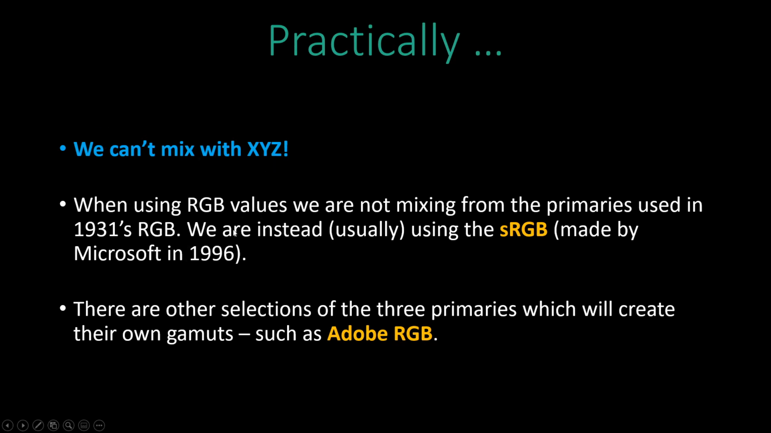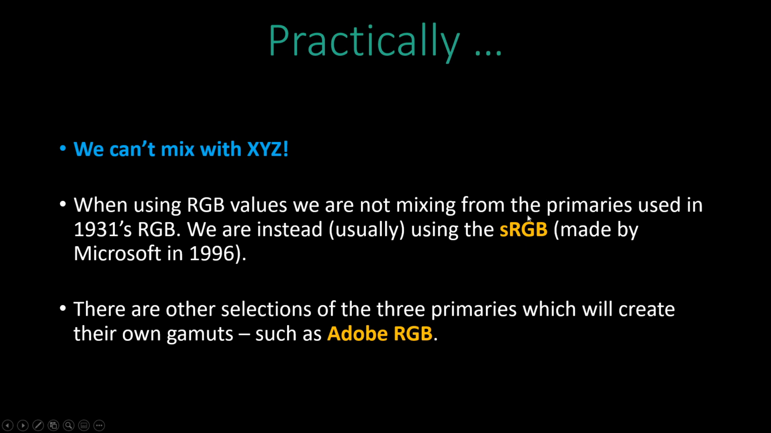Must have. So the way they did it is that we are not actually mixing on these displays. We are not mixing from the original RGB primary colors set in the 1931 experiment. We are instead using a different set of three colors, a different red, different green, different blue, and it was the one which was made at Microsoft in 1996, and they called it sRGB. So this is suddenly getting into a realm where we maybe recognize this.